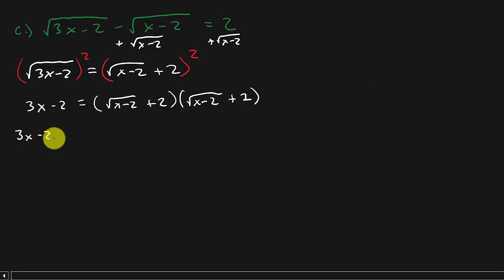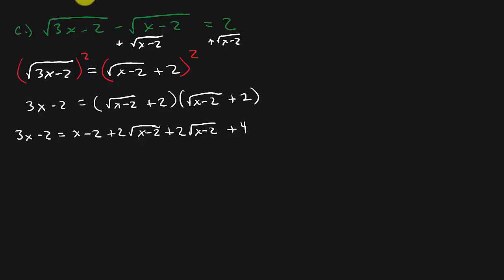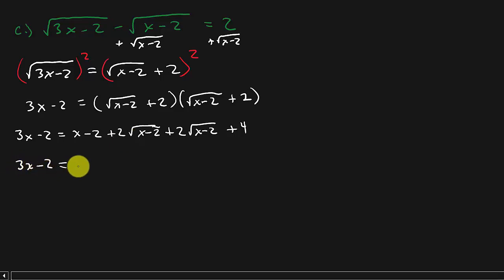All right, so this is 3x minus 2 equals, so I'll multiply the first, that's x minus 2. The outside, 2 square root of x minus 2. The inside, 2 square root of x minus 2, and then the last. And then I'm going to do what? Combine like terms. So that's 3x minus 2 equals x plus 4 square root of x minus 2 plus 6. Nope. I almost messed it up, didn't I? I was looking at that plus 2. So negative 2 plus 4 is 2.